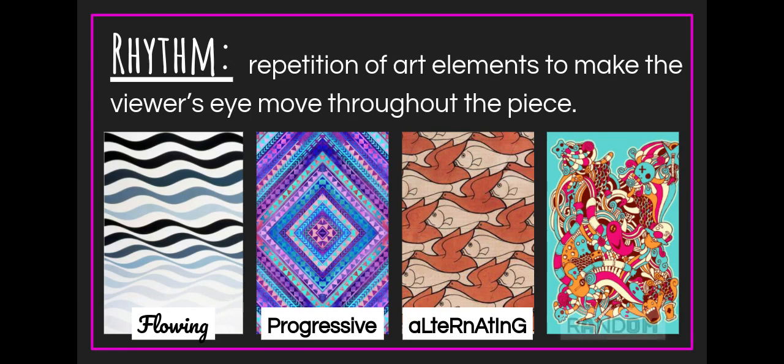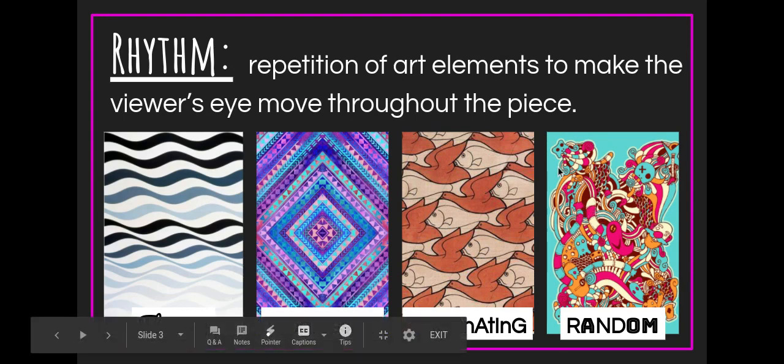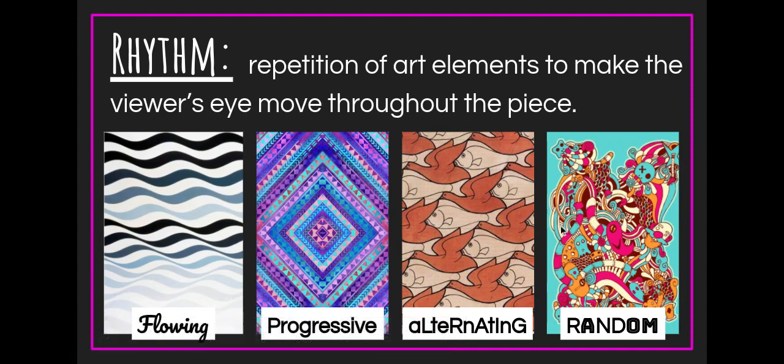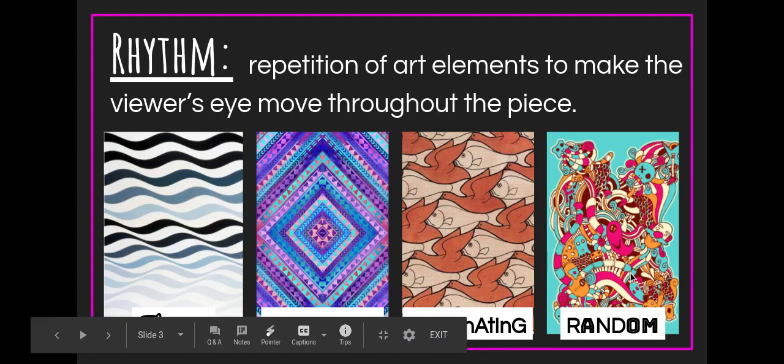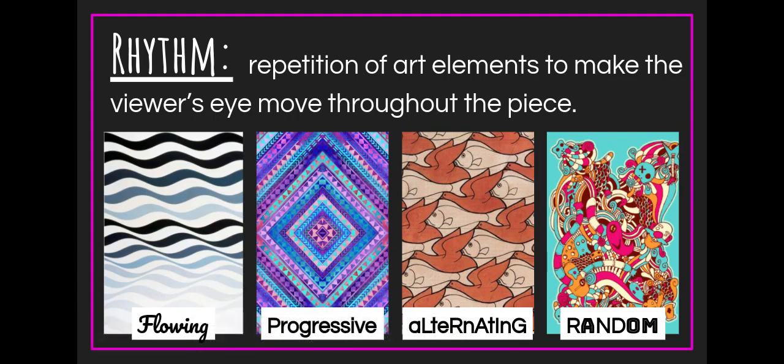Then the last one that I want to talk to you guys about is called random. Random refers to the fact that there are elements that are repeated. In this case, we have color and shape. We have this swooshy, almost like a funky colored rainbow thing here. We got that same thing right here, and right here, and right here. So it's repeated throughout the artwork, but what's being repeated isn't the same shape. It changes every single time, but your eye is going all over the place, bouncing, bouncing, bouncing.